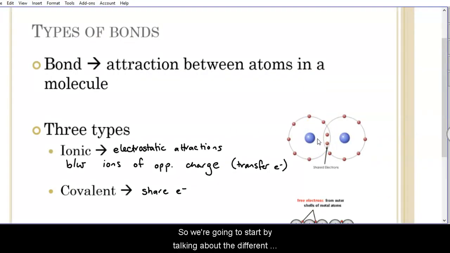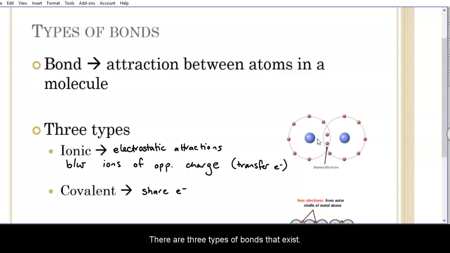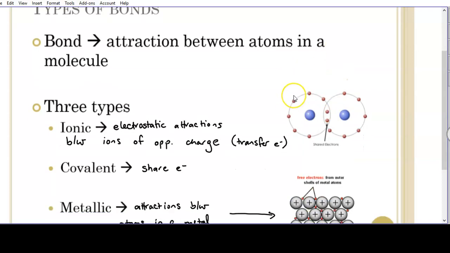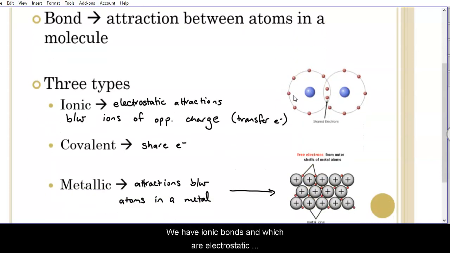So we're going to start by talking about the different types of bonds. Okay, a bond in general is an attraction between atoms within a molecule. There are three types of bonds that exist. We have ionic bonds, which are electrostatic attractions between ions of opposite charge. They transfer electrons. We have covalent bonds that exist and share electrons between the atoms. And we have metallic bonds, which are attractions between atoms within a metal.